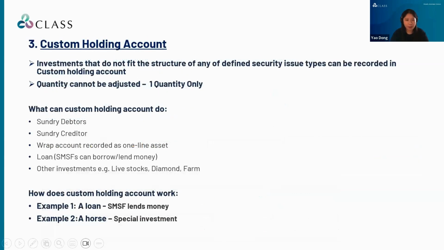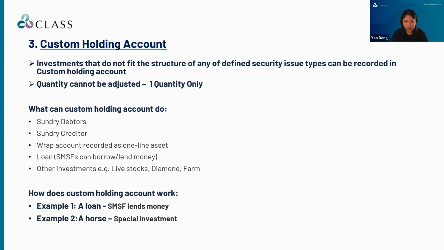In this Step 1 webinar, Zana has introduced how to set up a custom holding account. In this session, I will discuss how to use the custom holding account to reconcile transactions. Basically, custom holding account can be used to record various items, including sundry debtors, creditors, a one-line wrap account, and other investments, such as livestock. I will use two examples to show you how custom holding account works.